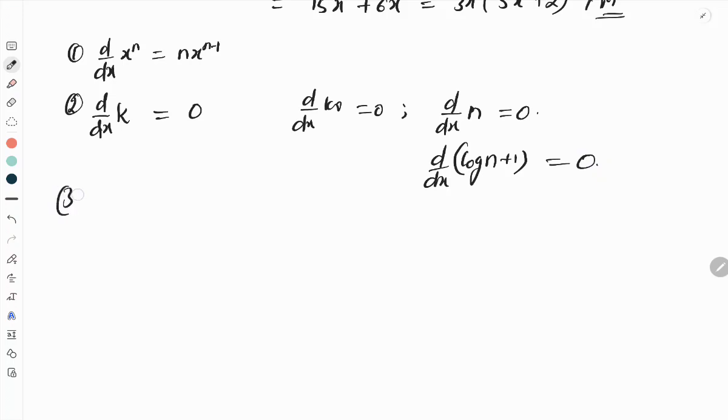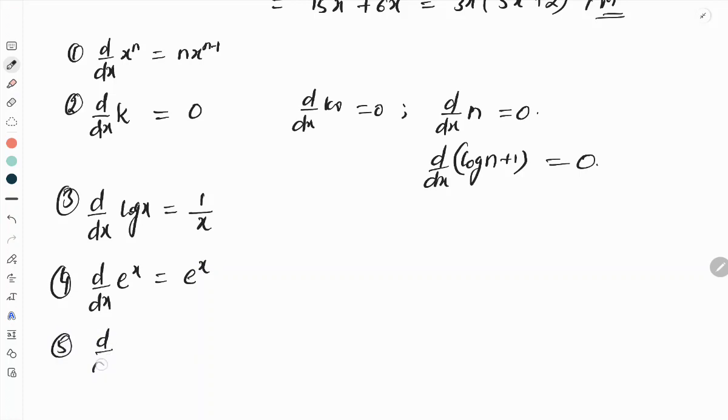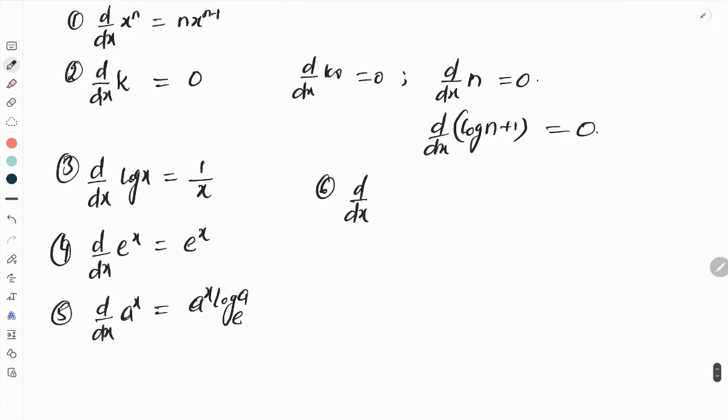Third formula: dy/dx of log x is equal to 1 upon x. Fourth formula: dy/dx of e power x is equal to e power x. Fifth formula: dy/dx of a power x is equal to a power x log a base e. Sixth formula: log x, e power x, a power x, any other formula is not there.